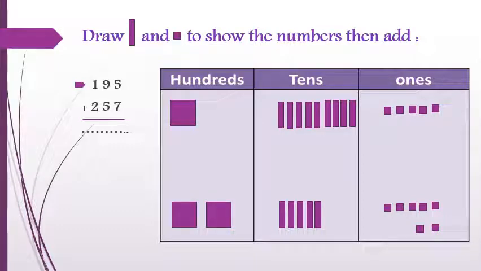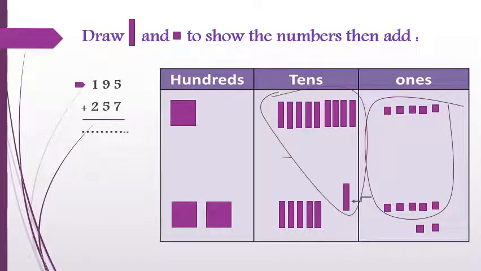And start counting the ones. The ones here is 12, so I can regroup 10 of them to be what? To be 1 ten. And then count the tens. I have 1, 2, 3, 4, 5, 6, 7, 8, 9, 10, 11, 12, 13, 14, 15. I have more than 9. Then I can regroup 10 of them and exchange them to be 1 big square, or 100.